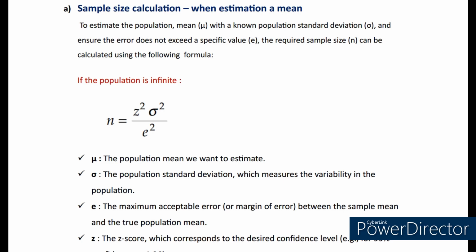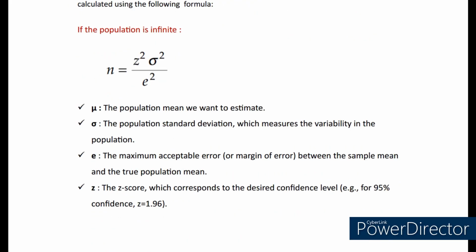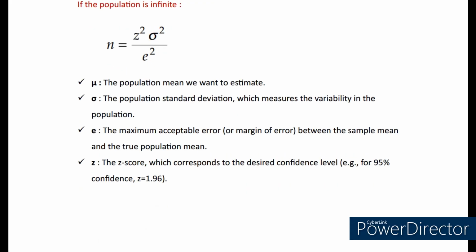So there are two scenarios. If the population is infinite, we use the formula n equals z squared multiplied by sigma squared divided by e squared. So what is Z in this case? It is the Z score which corresponds to the desired confidence level. For example, if the confidence level is 95%, the Z value will be 1.96.